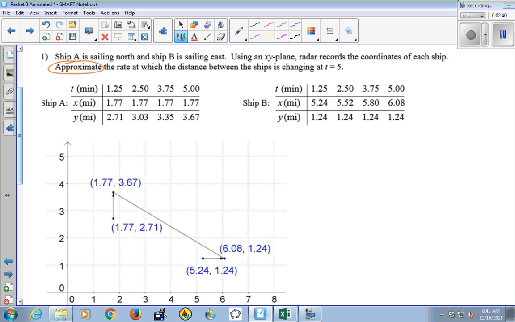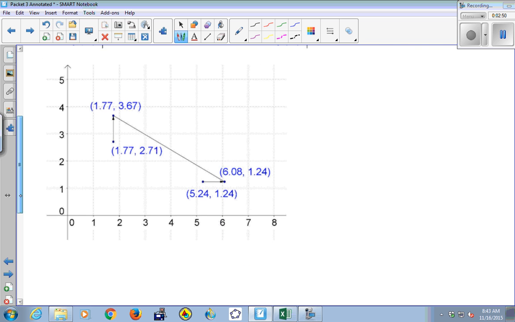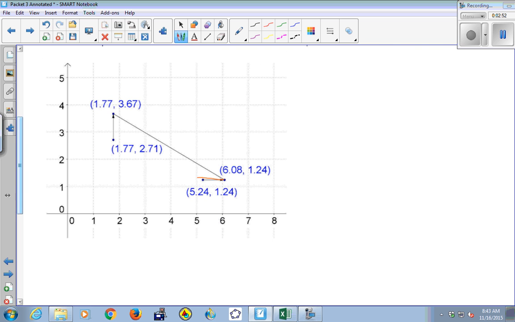Okay, so let's see if we can still write out what we know and what we want. So we're going to have to assign some variables. So this is a triangle right here. So I'm just going to draw this in. And this x value right here is 1.77. So the vertical side of that right triangle is at x equals 1.77. And then this y value, that's the horizontal side of the right triangle, that's at 1.24.